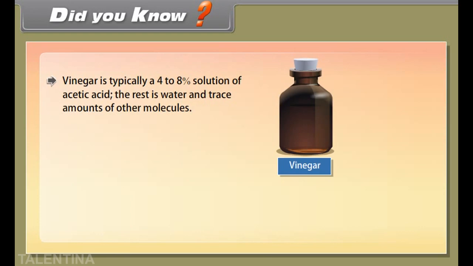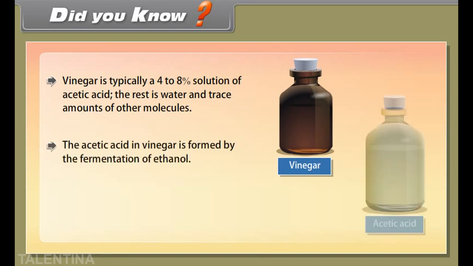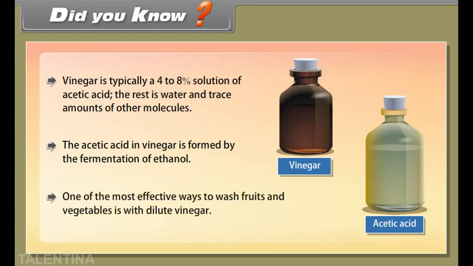Did you know? Vinegar is typically a 4 to 8% solution of acetic acid. The rest is water and trace amounts of other molecules. The acetic acid in vinegar is formed by the fermentation of ethanol. One of the most effective ways to wash fruits and vegetables is with dilute vinegar.